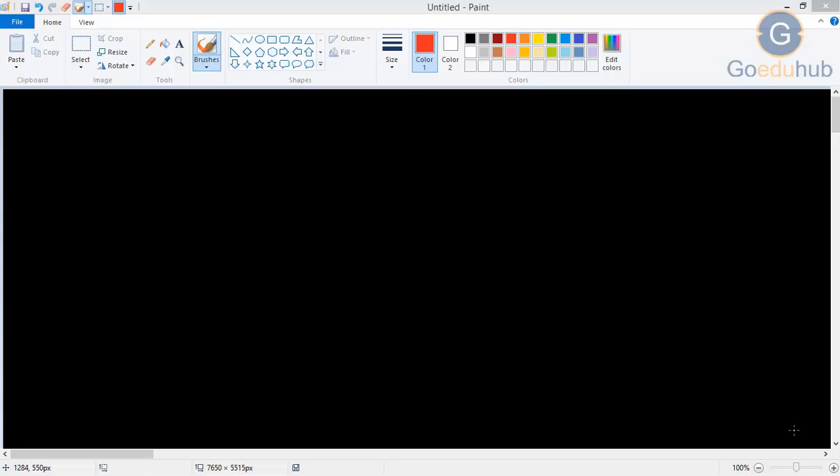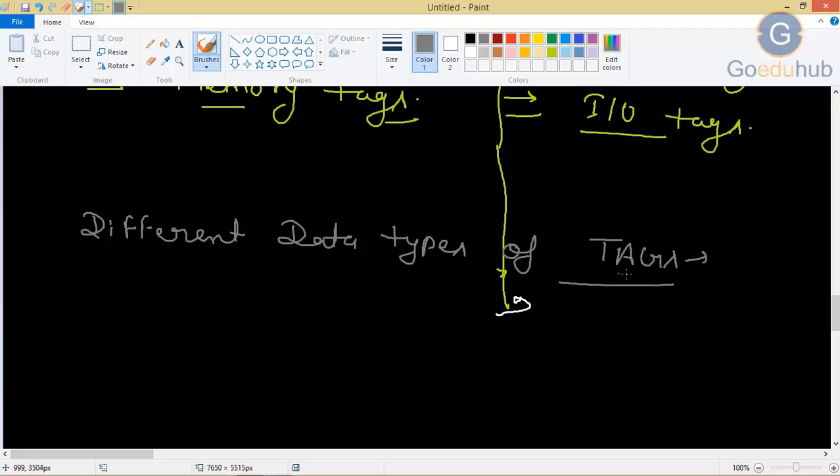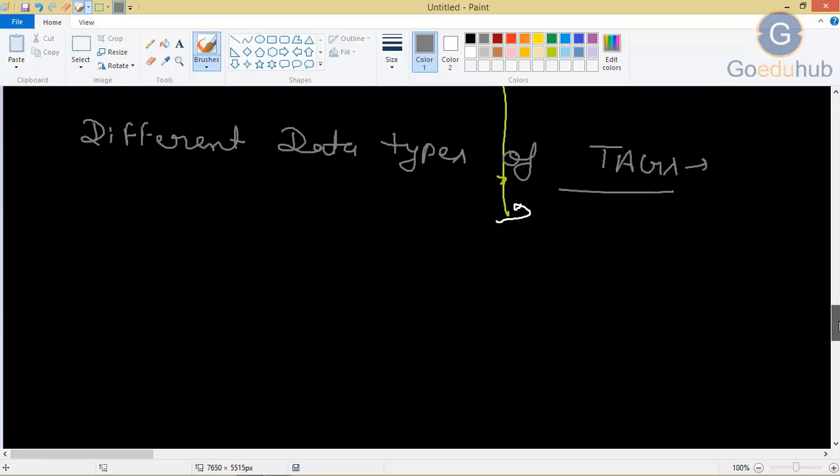Hello everyone. In this tutorial, we will understand the different types of tags that are available in Kingsview software. So basically in Kingsview software, we have four different types of tags. Four different data types of tags.